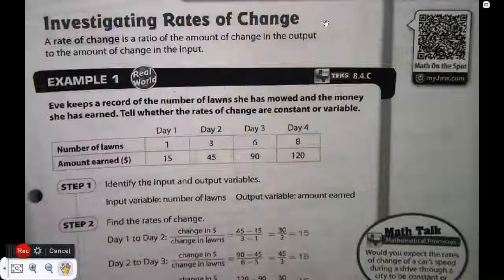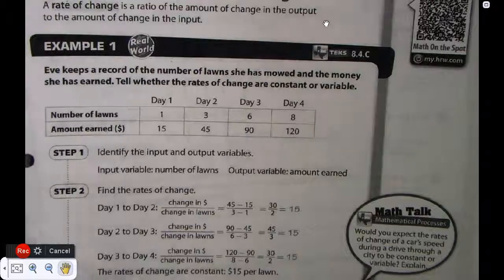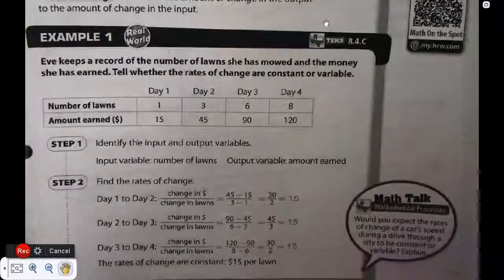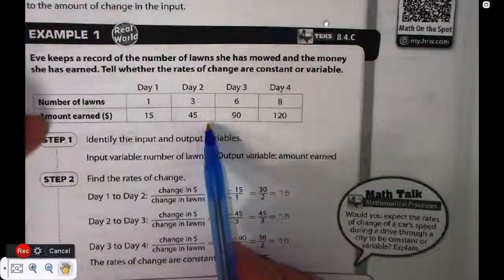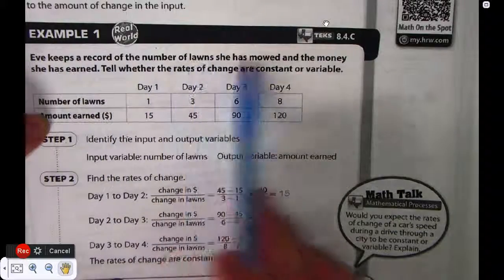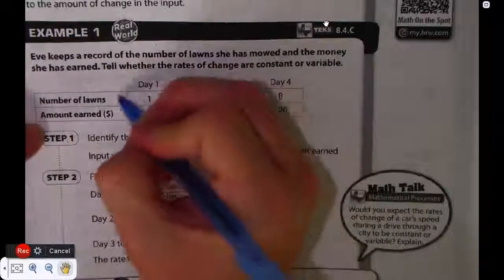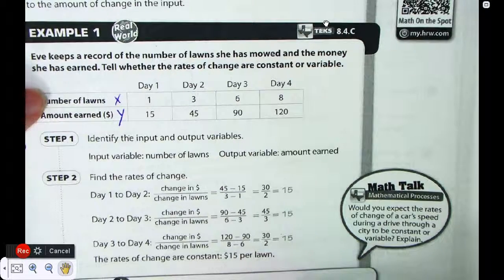Okay, I want to say this real quick before we go. We only got a couple of minutes, so look on page 65 real quick. Page 65. So we can end on that note, because Brooke asked a good question. Look, on this, she keeps the number of lawns she's mowed and the money she's earned. So this is my X, this is my Y. The amount she earns depends on how many lawns she mowed.